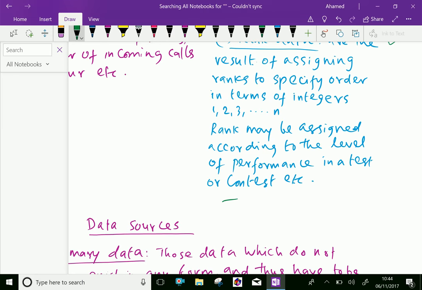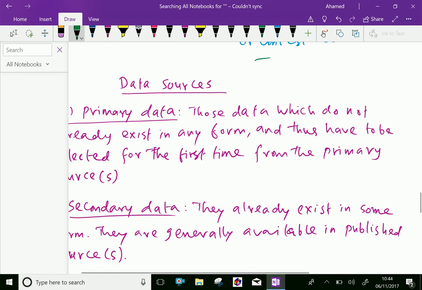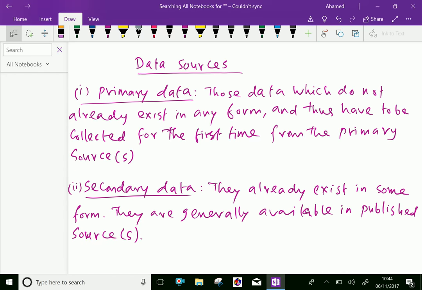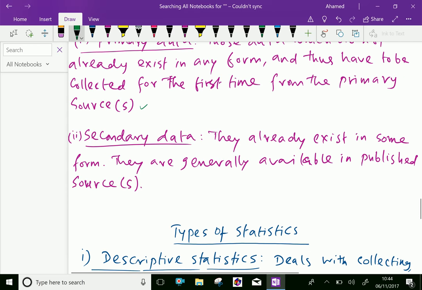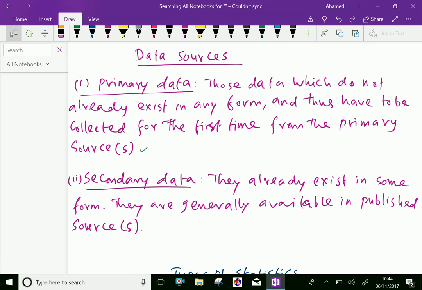Now let us discuss data sources. Data sources have two types. Primary data are those data which do not already exist in any form and thus have to be collected for the first time from the primary sources. Secondary data already exist in some form. They are generally available in published sources.